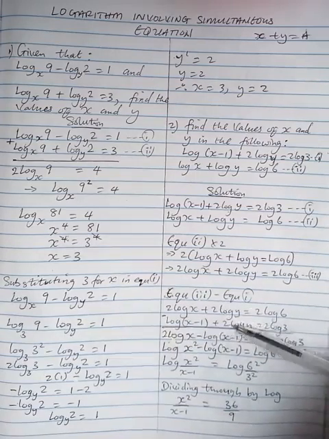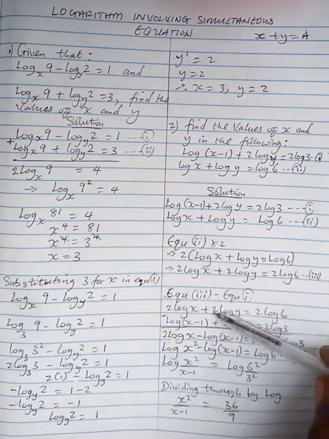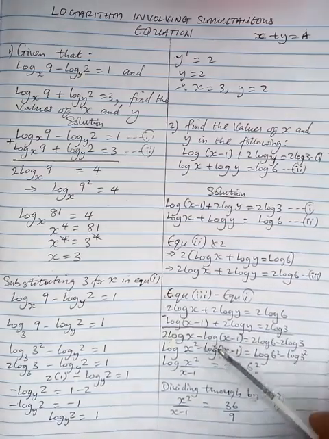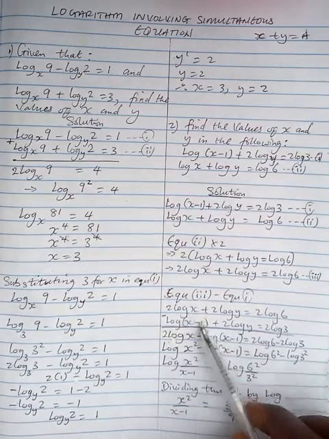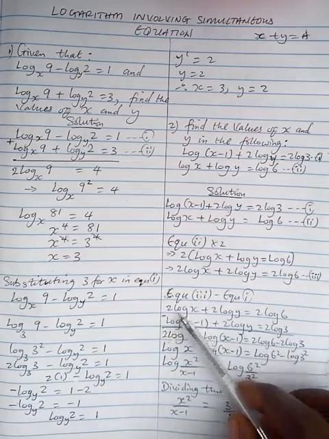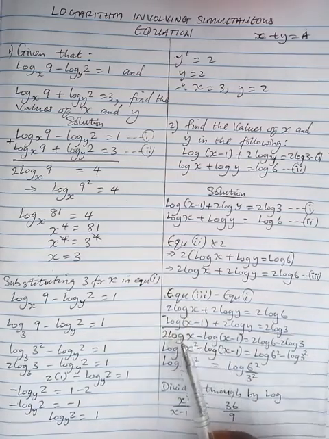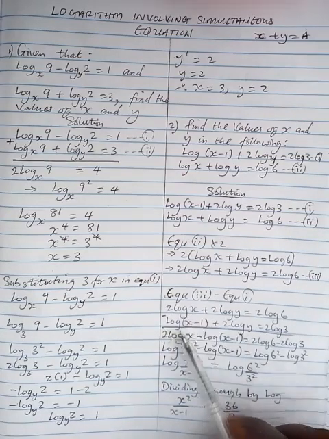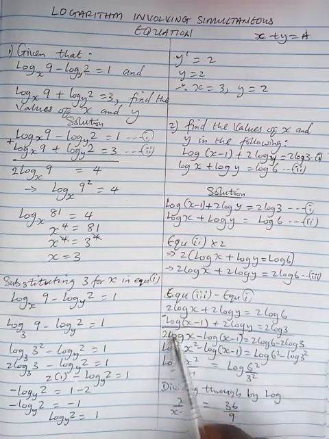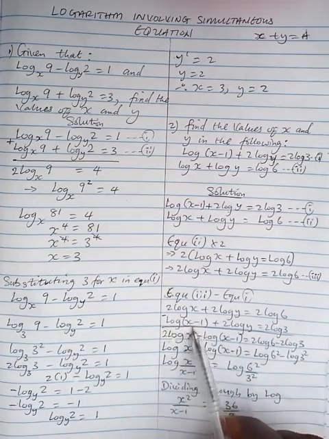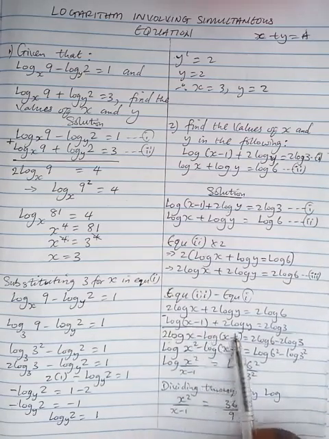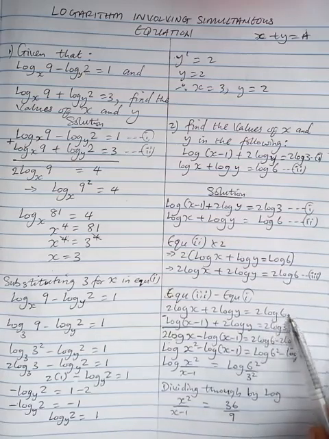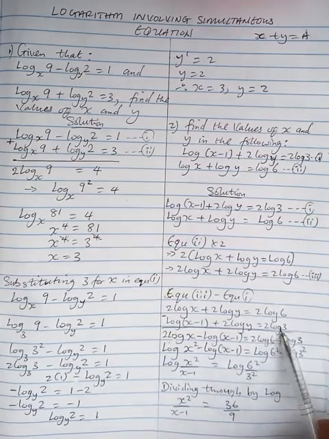Of course, this one cannot eliminate. We now have 2 log y minus 2 log y will go off. Now, looking at this, the values here are not the same, so we cannot just apply the minus here. In other words, what we just do is carry everything along. We have minus 2 log y, 2 log s instead, minus log x minus 1, which is what we have here, equal to, this one has been terminated. Now I have 2 log 6 minus 2 log 3.